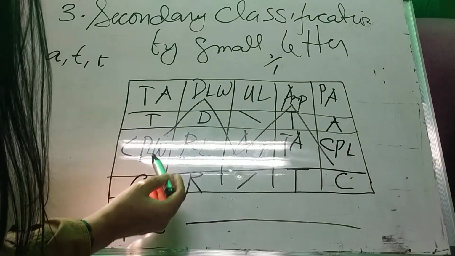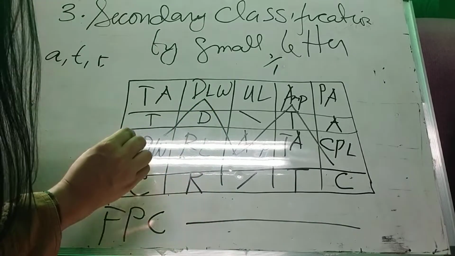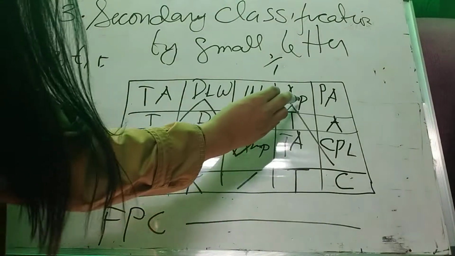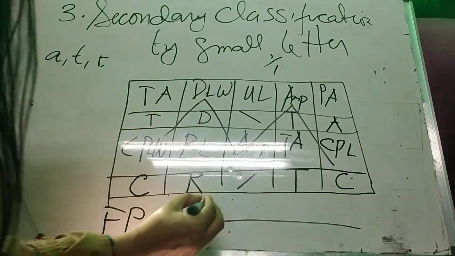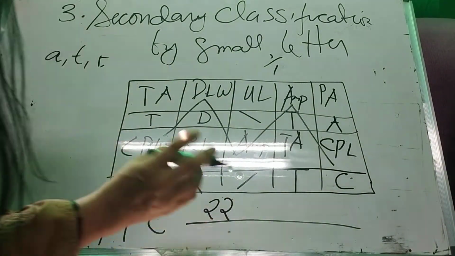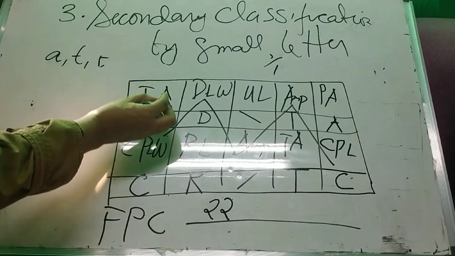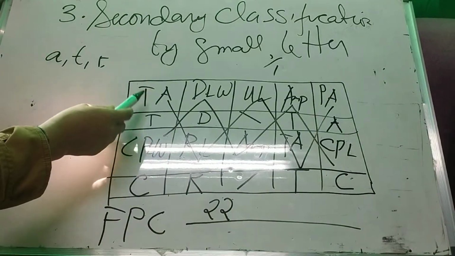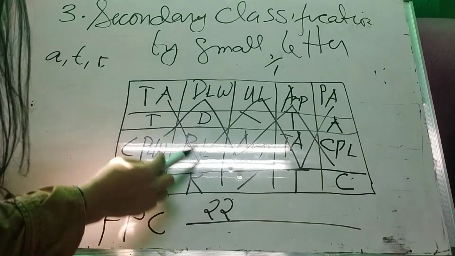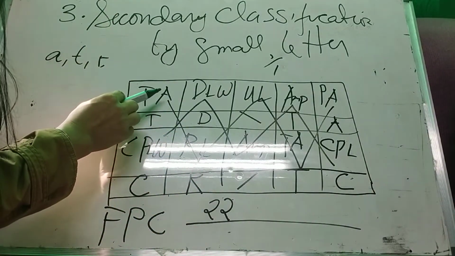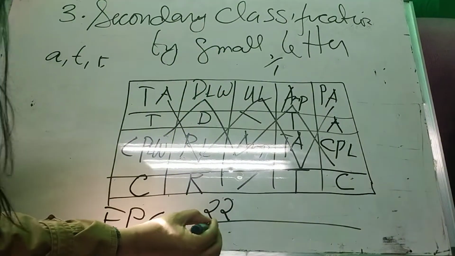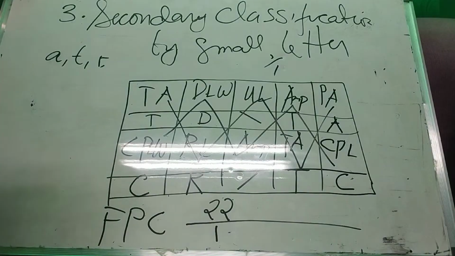So, we will begin again. Okay. So, 4, 20, 16 plus 4, 20, plus 1, 21, plus 1, 22. Okay. So, that is the numerator. Now, the denominator. There is no whorl in the denominator. Only the given fraction 1. So, 22 over 1. Next is the secondary classification by capital letter.